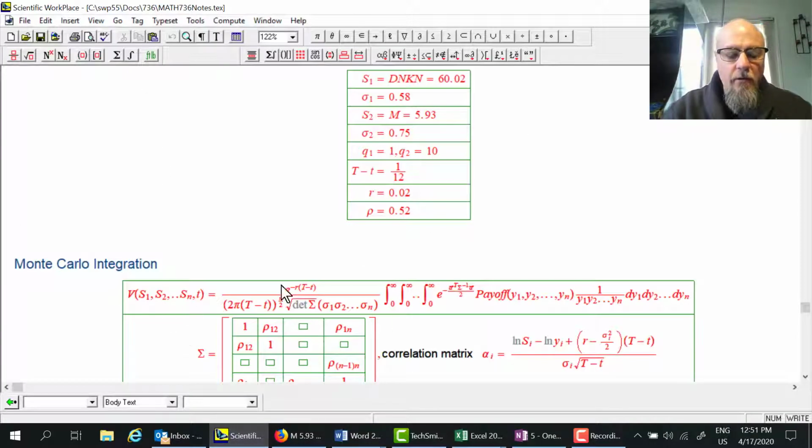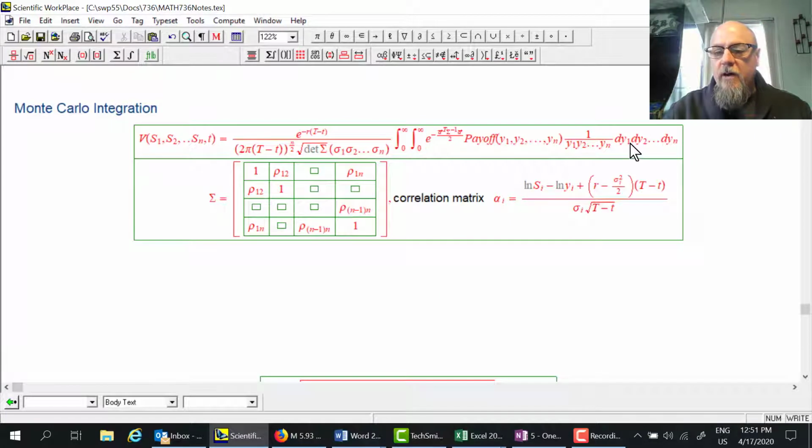So here's our Monte Carlo integration that we made. We only have 2 stocks, so I only need to integrate twice. We've decided we're doing y2 first and then y1.